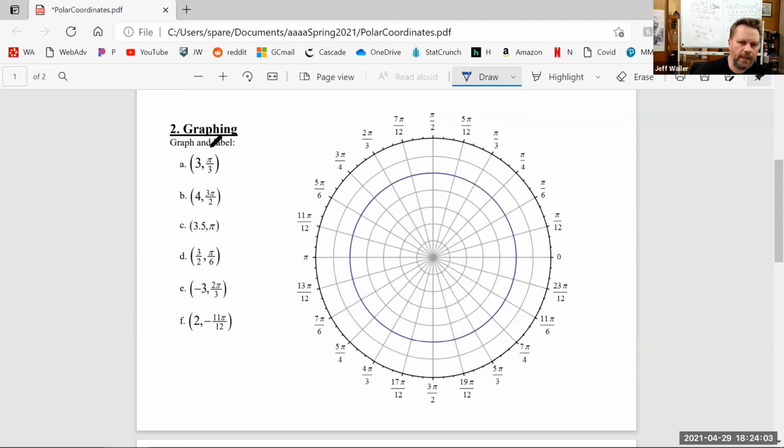So look at part A. Think about this as if you have a person standing right here facing 0. How will you tell this person to rotate?